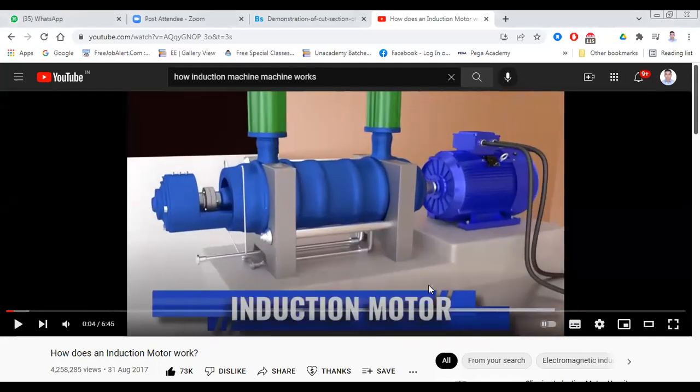Okay, now we will discuss the induction machine. We already discussed the DC machine, the DC motor. I think we all have a clear basic idea of the internal parts of the DC motor, how the DC motor works, and what the circuit connection is. Now we are going to discuss the induction motor.